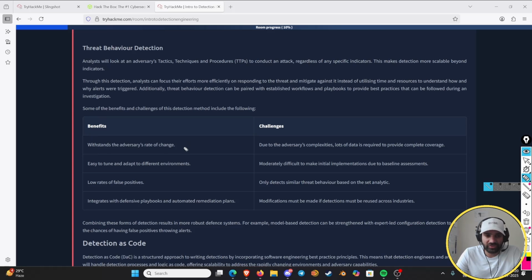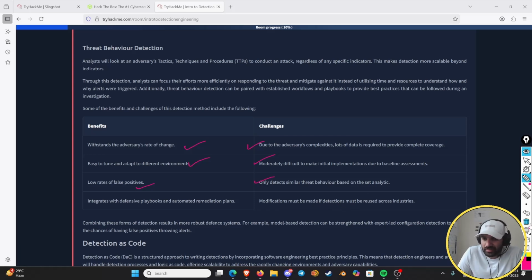Withstand the adversary rate of change. Due to adversary complexity, a lot of data is required to provide complete coverage. Easy to tune and adapt to different environments, moderately difficult to make initial implementation due to baseline assessment. Low rate of false positives, only detects similar threat behavior based on set analytics. Integrates with defensive playbook, automated remediation plan, modification must be made if detection must be reused.